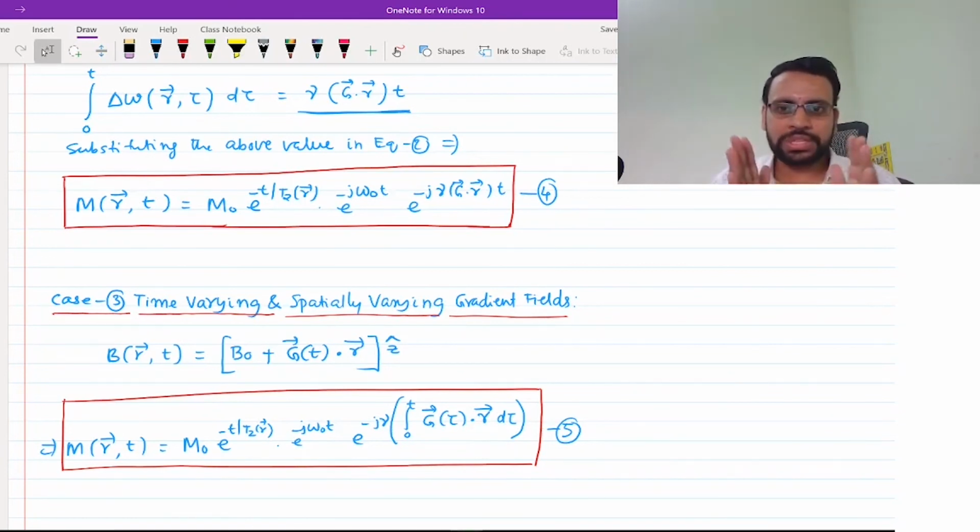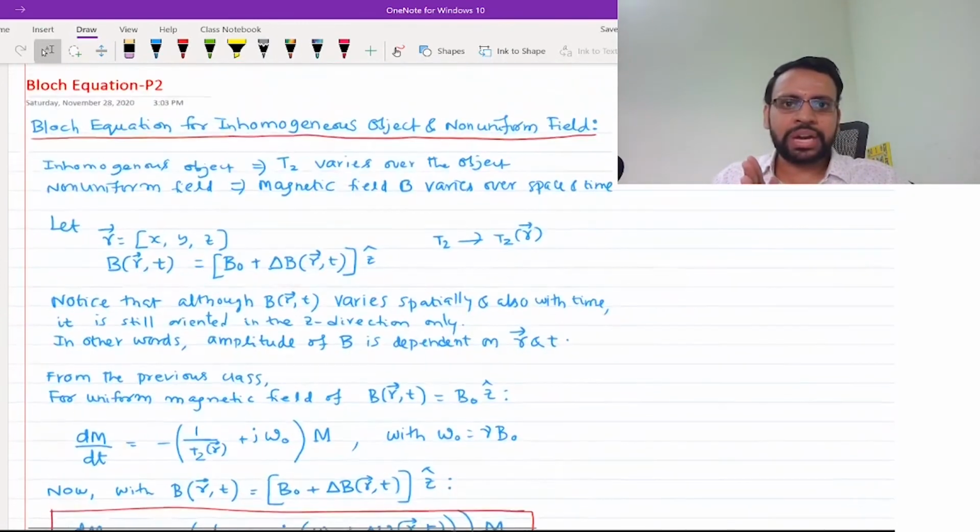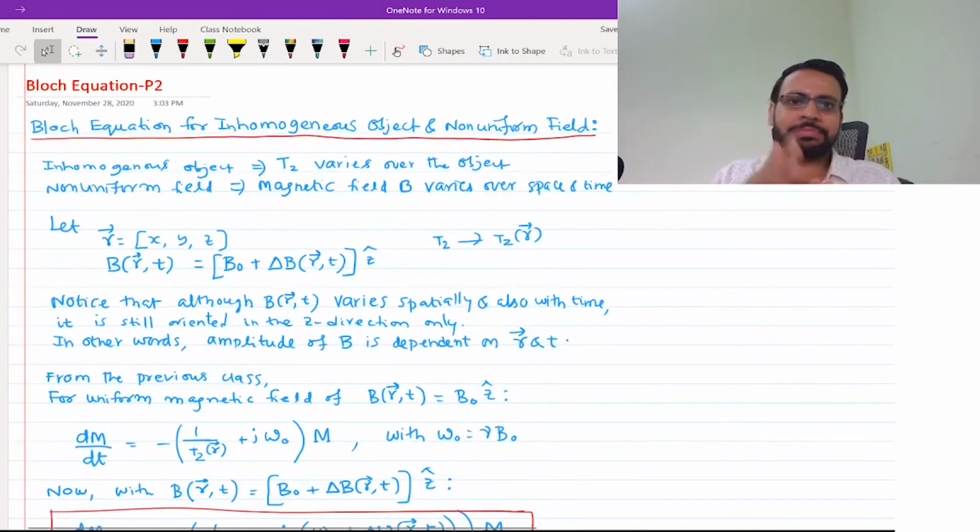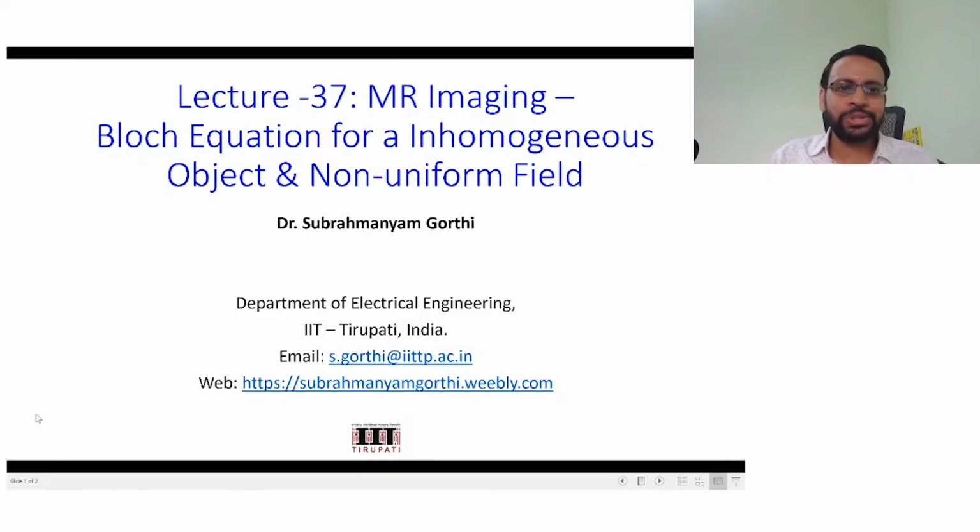Hope this is clear, where we have made a transition from the previous lecture, where we considered the Bloch equation for a homogeneous object and a uniform field. Now we moved on to an even more generic case where in your object the T2 is replaced by T2 of r bar and your uniform field B naught is replaced by B naught plus delta B of r bar comma t, and then we considered certain special cases of it. Hope that is clear.